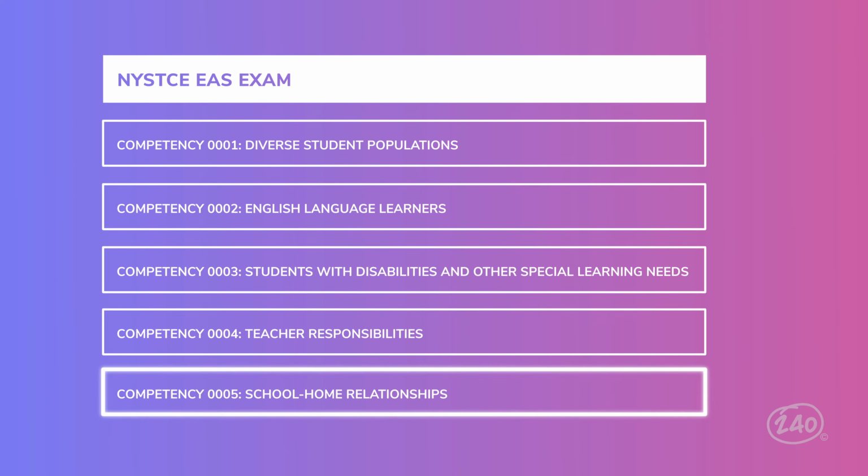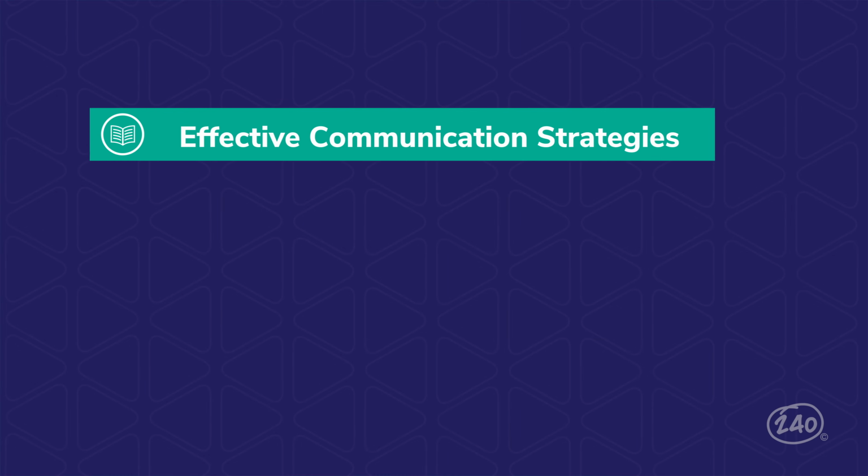Finally, let's discuss Competency V, school-home relationships. We'll explore how to address concerns, maintain regular communication, and involve parents in their child's education. Plus, we'll discuss ways to break down barriers and ensure all families can participate. First up, effective communication strategies with parents and guardians.